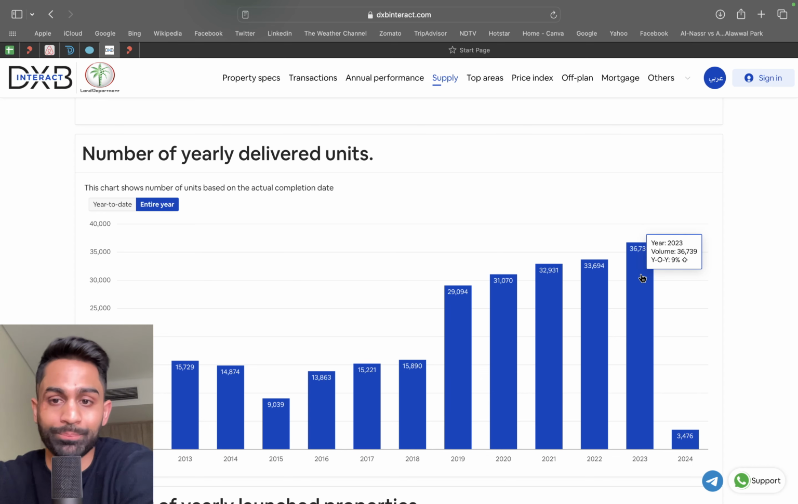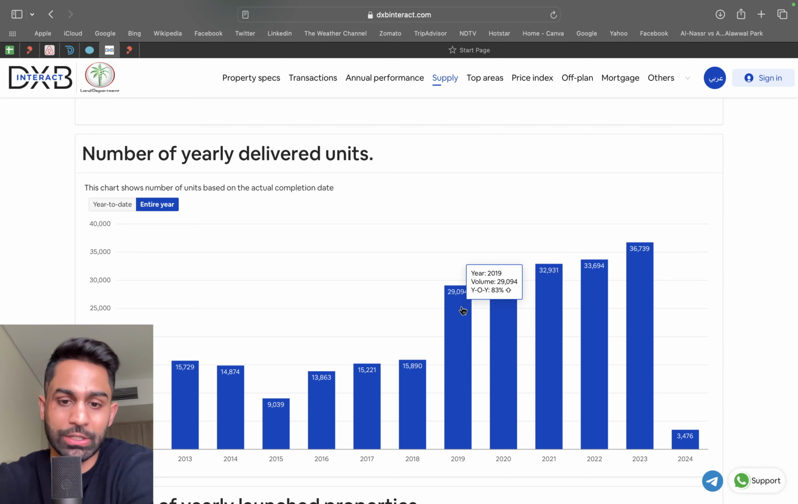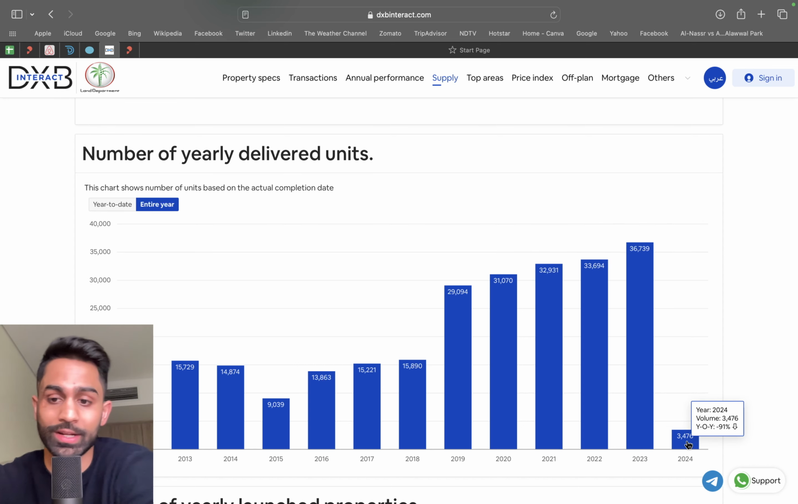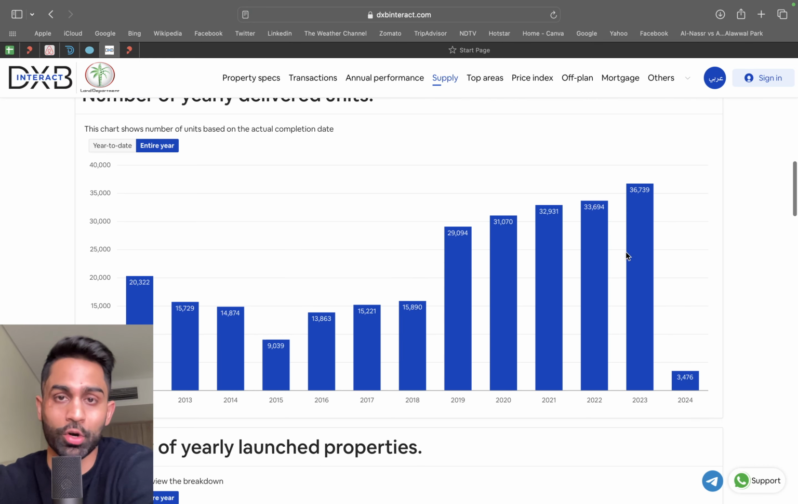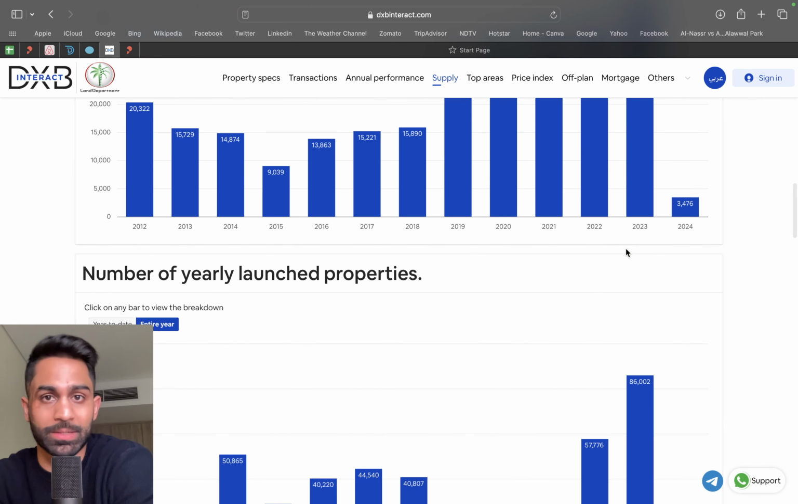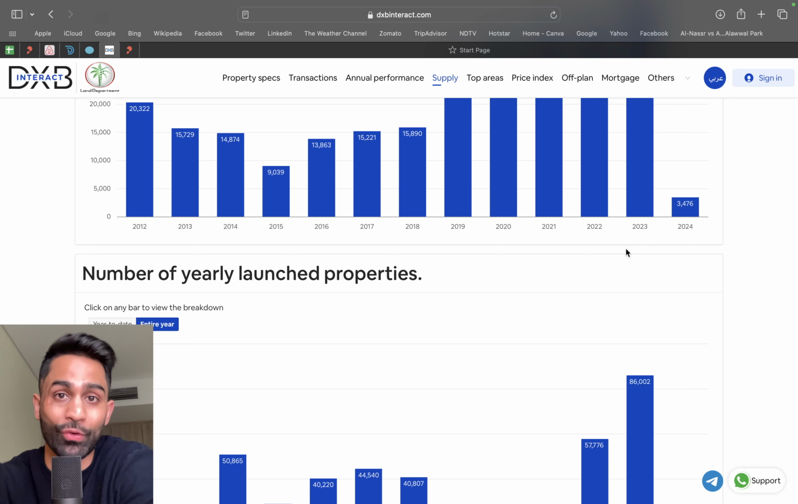If you come here, number of yearly delivered units, over 36,000 units were delivered in 2023. And over the last 5 years, it's been going from 29,000, 31,000, 32,000, 33,000 to 36,000, and in 2024 we've already seen just under 3,500 units being delivered. So there's been a lot of supply hitting the market because there's a lot of demand also coming in. There's a lot of people that are actually moving to Dubai.